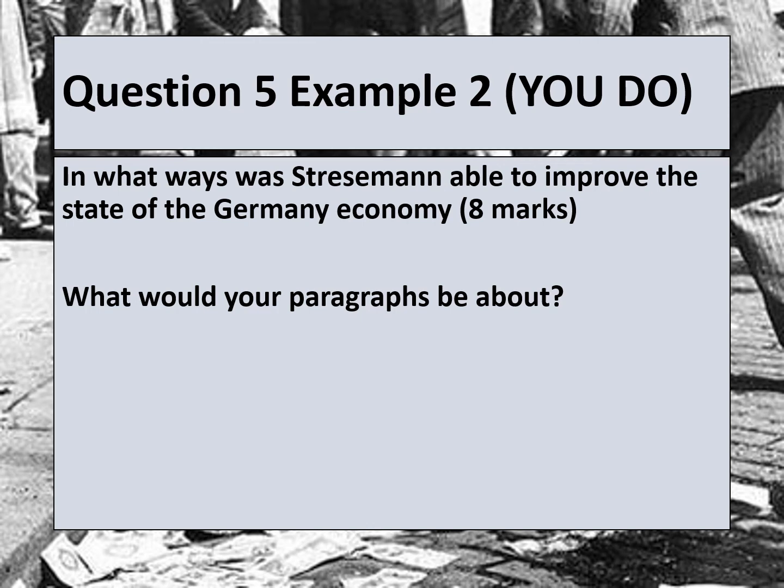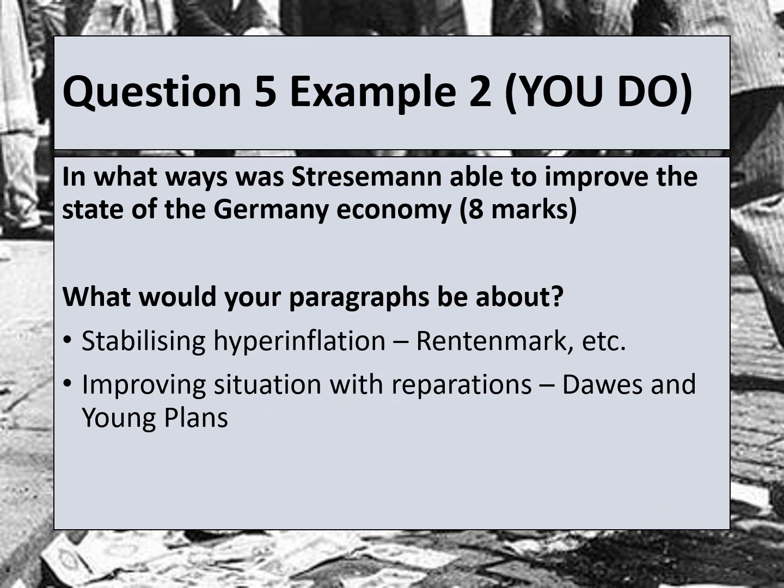Okay, so let's have a look at what I would do my paragraphs on. You can go differently, but this is what I think would make a good answer. I think paragraph 1 needs to be talking about how Stresemann stabilised hyperinflation. An example of that could be using the Rentenmark, but there are other things you could talk about as well, about how he improved the economy generally and tried to stabilise the currency after hyperinflation in 1923. The second paragraph, I would talk about how he improved the situation with reparations, and I would talk about the fact that the Dawes and Young plans were really important in helping Germany to pay those off.